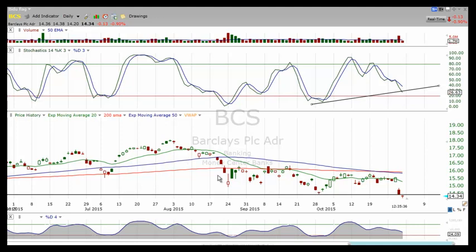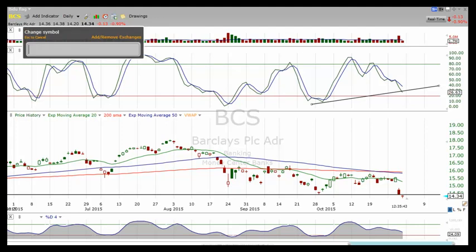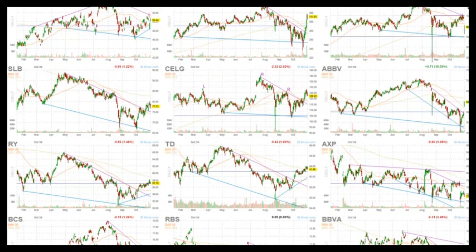You know, here we had a double bottom kind of divergence, which gave us a nice little pop. And again, not a great example on this one because it's an ADR, and it has less volume and just doesn't give a good chart. But there are other ones out there. I want to go now to the other scan here. I'm going to go over to this area here again.